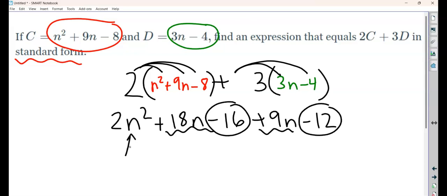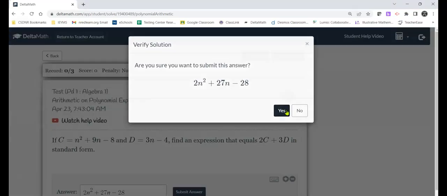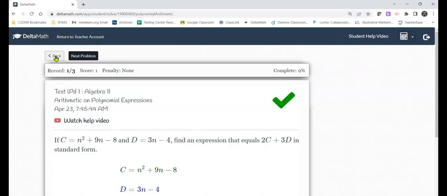And my leading term is n squared, so that should still be first, because in standard form, your highest power comes first. So 18n plus 9n is 27n, and negative 16 and negative 12 make negative 28. 2n squared plus 27n minus 28. Type it in the answer box and click submit. Excellent.